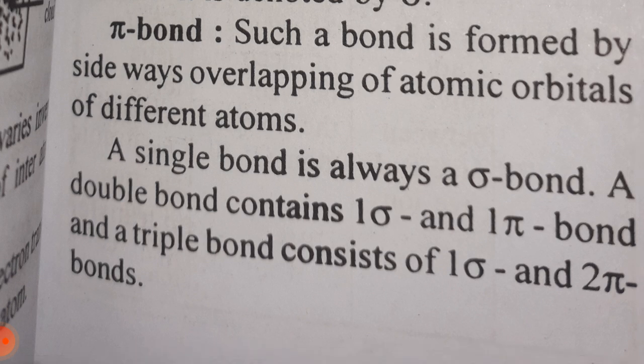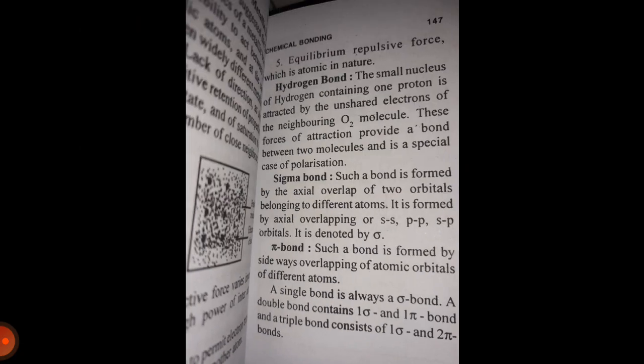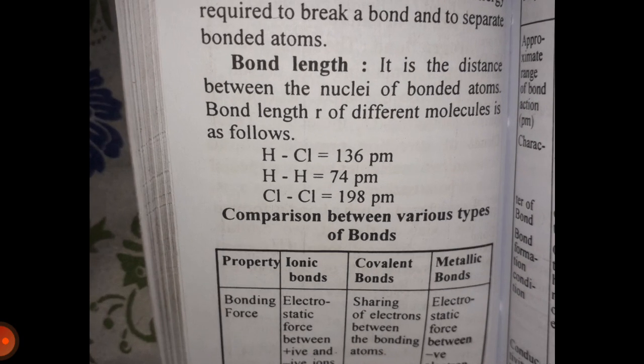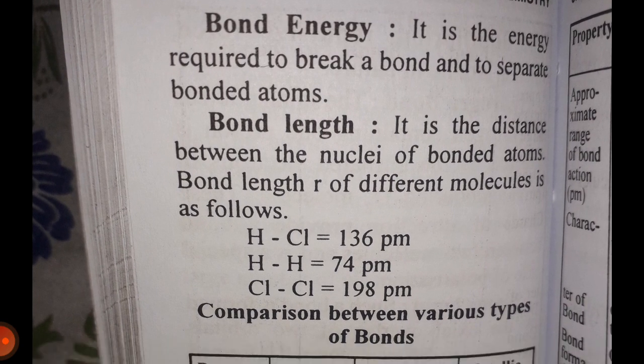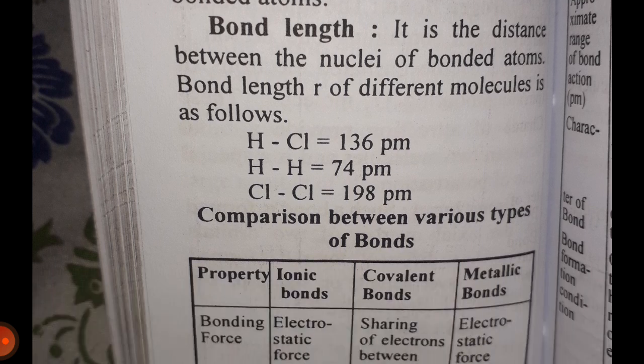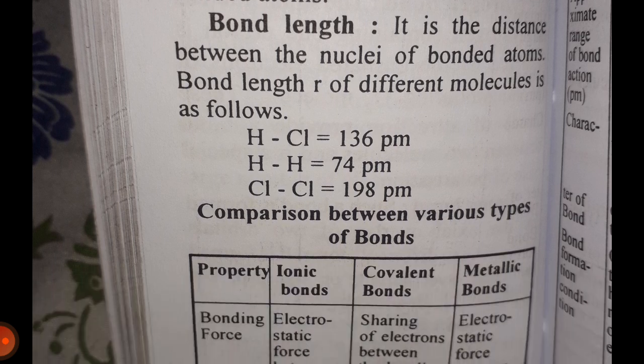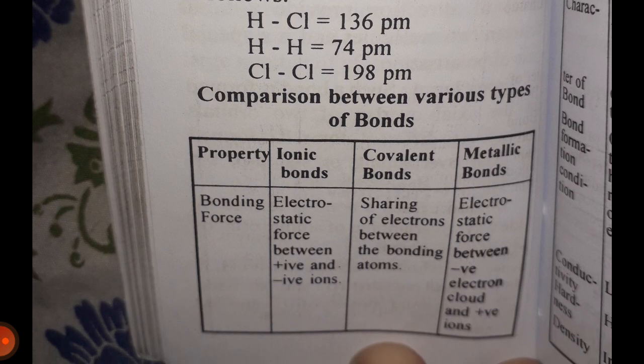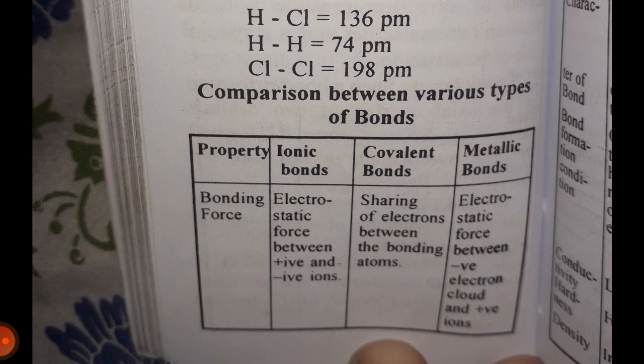Pi bond. Such a bond is formed by the sideways overlapping of atomic orbitals of different atoms. A single bond is always a sigma bond. A double bond contains one sigma and one pi bond, and a triple bond consists of one sigma and two pi bonds. Bond energy. It is the energy required to break a bond and to separate bonded atoms. Bond length. It is the distance between the nuclei of bonded atoms. Bond lengths of different molecules are as follows: HCl 136 picometer, H-H 74 picometer, Cl-Cl 190 picometer.